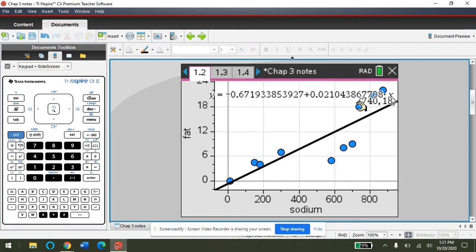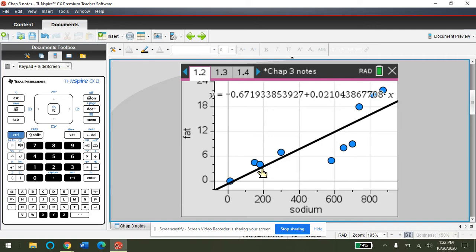This salad, we thought was going to have like 14 grams of fat, and it only had 9. Whereas this salad, we thought was going to have 14, 15 grams of fat, and it had 18. So this salad had more fat than we thought, so it has a positive residual. This salad had less fat than we thought. This salad pretty much has a residual of 0. It's going to be a really tiny decimal. Technically it's positive because it's above, but it's barely above. Same with this guy.